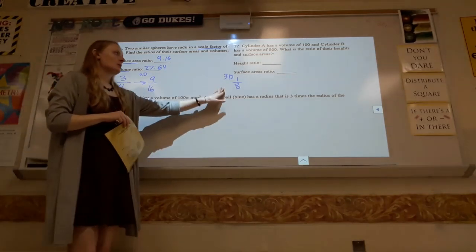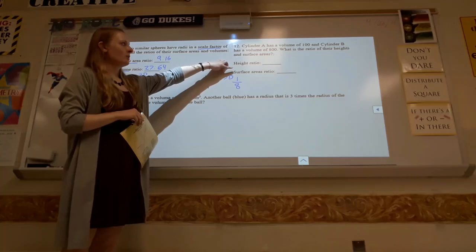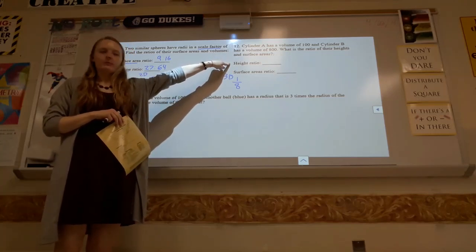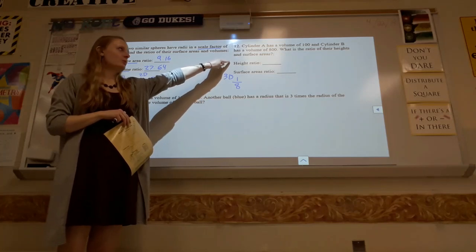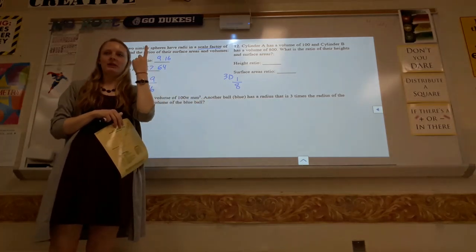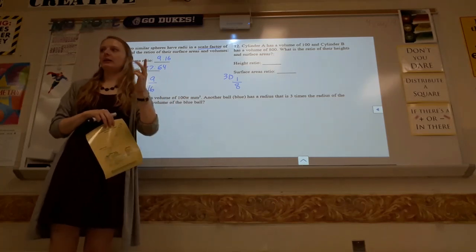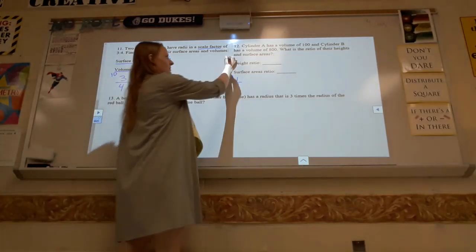Alright, so this is my third dimension. I want to know their height and their surface area ratios. What dimension is height? This is first dimension, because that height is just one dimension. They only give you one dimension, one radius, one height, one slant height. If it's just one dimension, it's the first dimension.